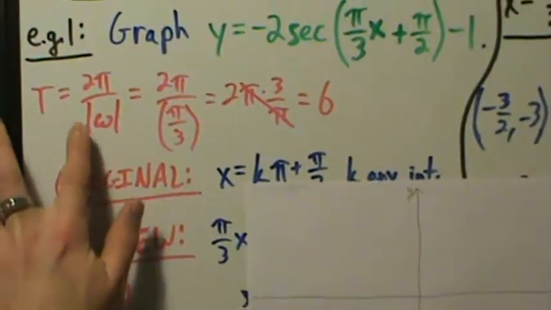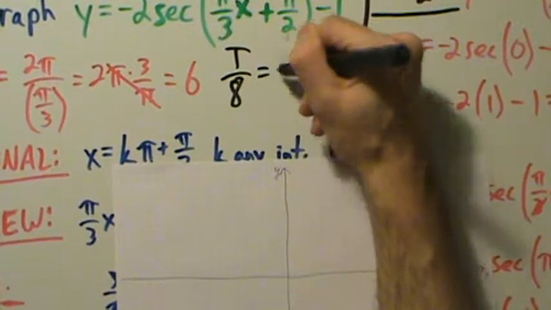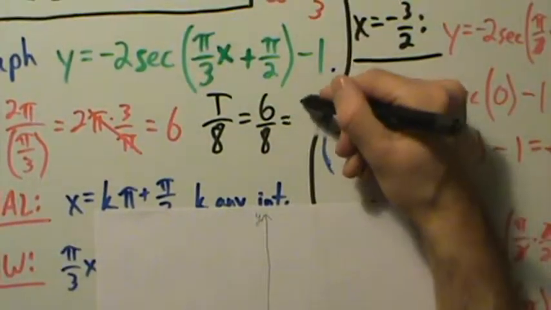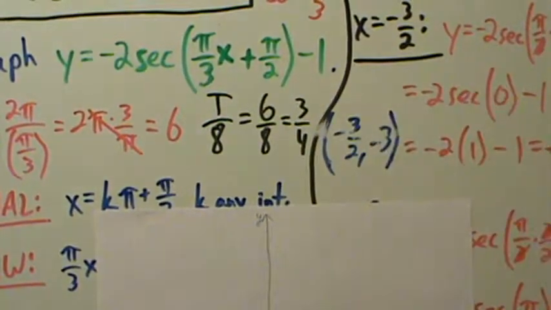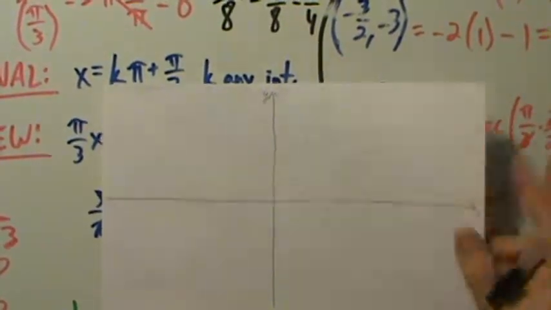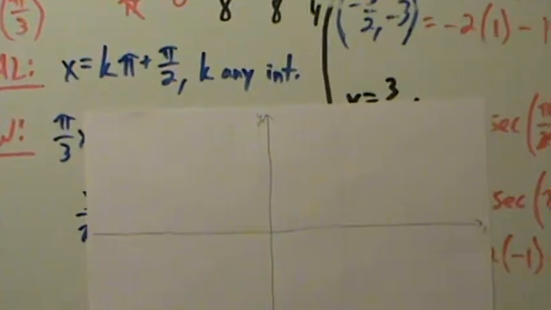So if t is 6, t equals 6, then t divided by 8 is 6 divided by 8, and if we reduce that, that's going to be 3 over 4. So our x-axis scale is going to be 3 over 4. What that means is every one grid box is going to be 3/4 of a unit. So that's actually going to be kind of a mess, but it won't be that bad.